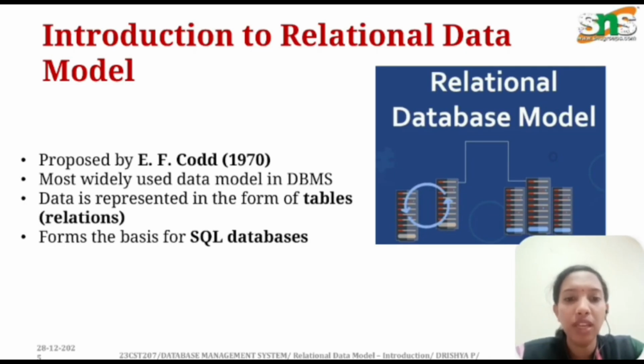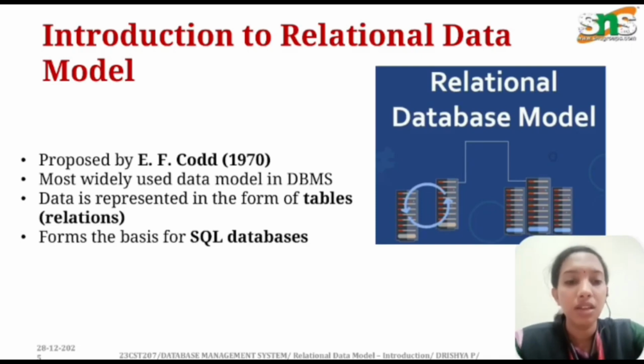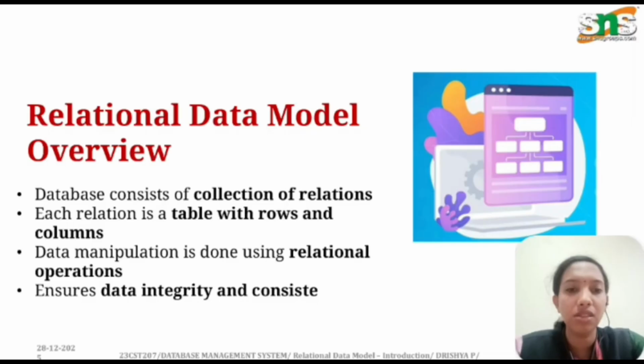It was proposed by E.F. Codd in 1970. It is the most widely used data model in DBMS. Data is represented in the form of tables, and a table is known in DBMS as a relation. It forms the basis for SQL databases. So, the relational data model overview: the database consists of a collection of relations. Each relation is a table with rows and columns. Data manipulation is done using relational operations, which ensures data integrity and consistency.